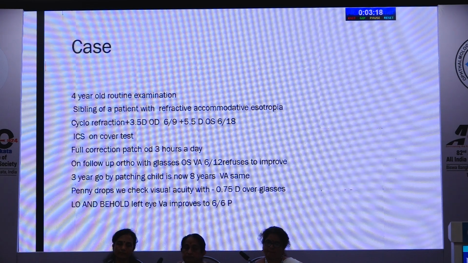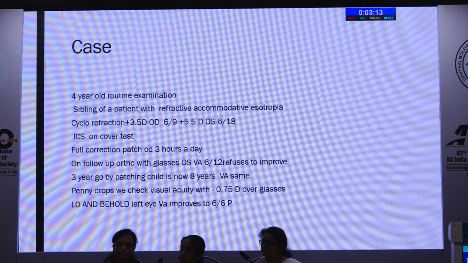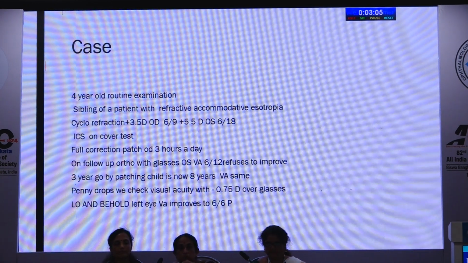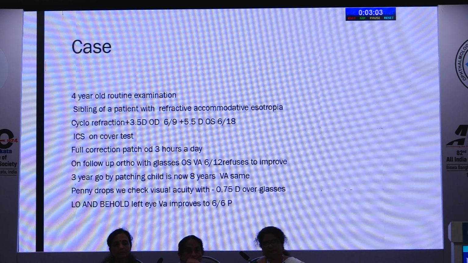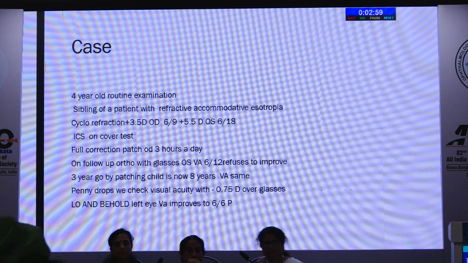This is a 4-year-old routine exam because he is a sibling of a brother who has refractive accommodative esotropia, and this is his refraction. He is ICS on cover test. I give him glasses, full correction, patch the right eye. At follow-up visit, he is orthophoric with glasses, vision 6/12, and refuses to budge. 2.5 years go by, now he is 8, visual acuity is still the same. And now I actually put a minus 0.75 diopter over his glasses, and lo and behold, visual acuity improves.